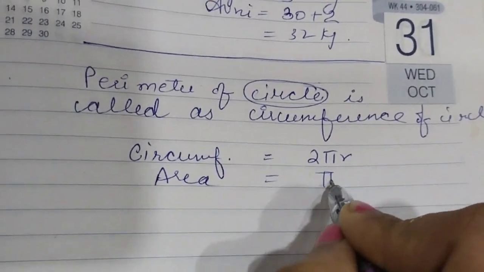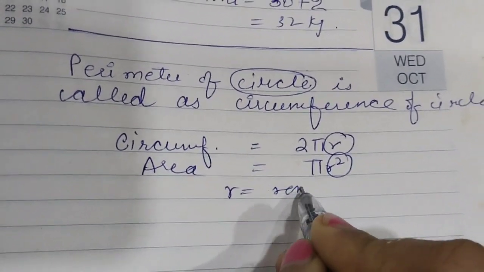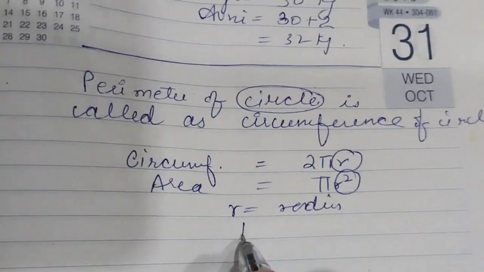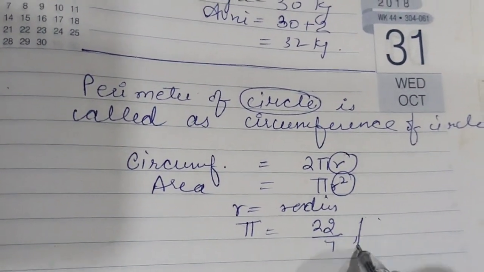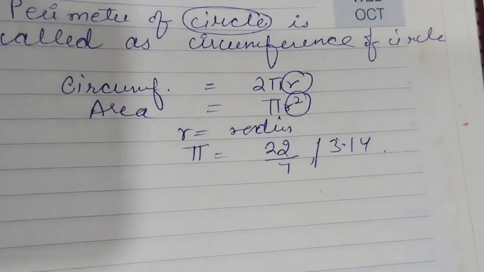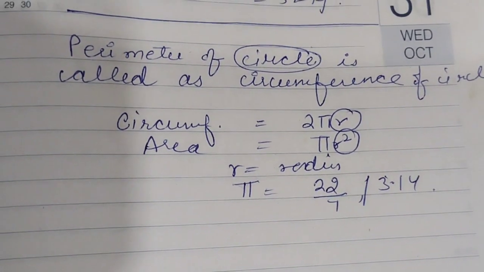Area of a circle is pi r square, where r is the radius of the circle. Pi is a constant whose value is 22/7 or 3.14. Now we'll start solving questions of this exercise 11.3.